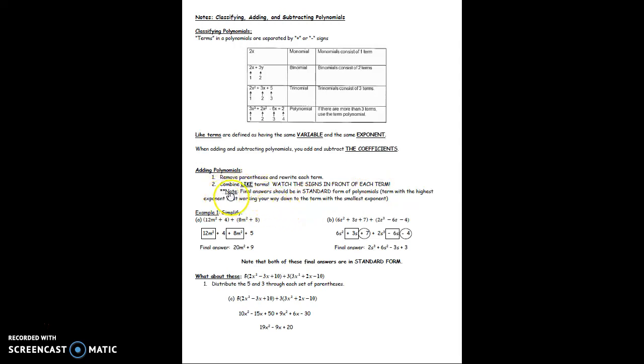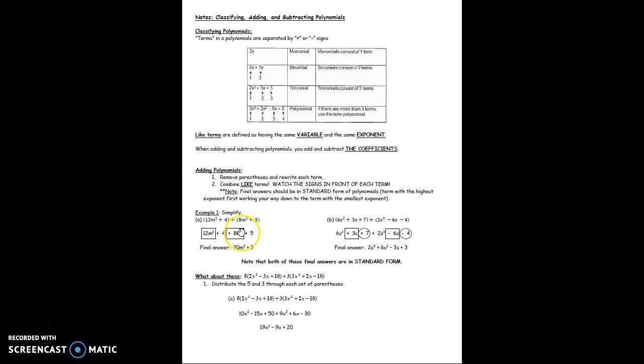Okay? Then, as just a side note, your final answers should always be in standard form. Okay? Standard form means that you are starting with the highest power, the highest exponent, and decreasing as you write it. Okay? So you're starting with the highest exponent there is, and you are getting smaller and smaller as you go.